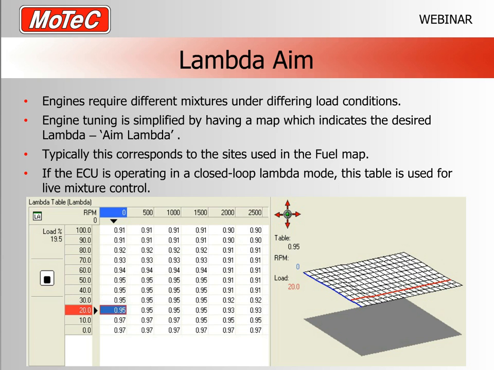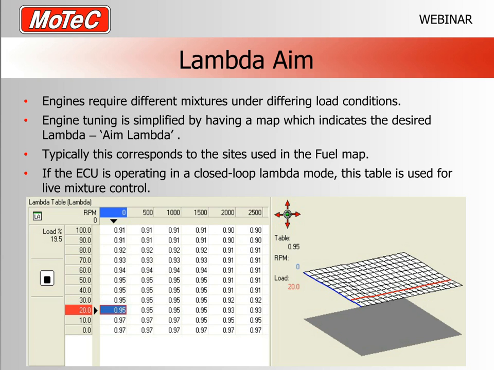Okay, so within our ECUs we have a lambda input, or we may have a lambda input, and the nature of tuning an engine is that we require different lambda or different air-fuel ratios for different load conditions. Now the reason for this is firstly that it allows us to achieve better fuel economy and lower emissions, but it also allows us to achieve better power and better acceleration in the areas where this is critical.